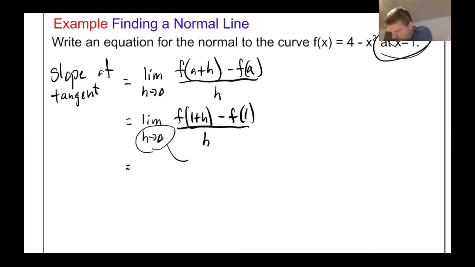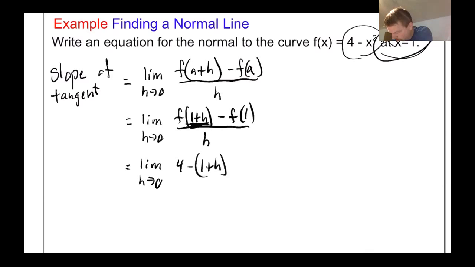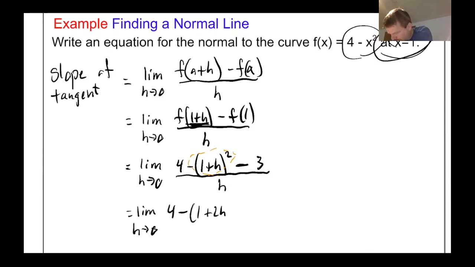I can't plug that 0 in yet because then I'd be dividing by 0. So let's start plugging things in. This would be the limit as h goes towards 0. When I plug 1 plus h into my function, I'm going to have 4 minus the quantity 1 plus h squared, minus, when I plug 1 in there, 4 minus 1 squared, which is 3. I'm just going to write 3. I can do that in my head. All over h. Let's square this out. This will be the limit as h approaches 0 of 4 minus 1 plus 2h plus h squared, minus 3, all over h.